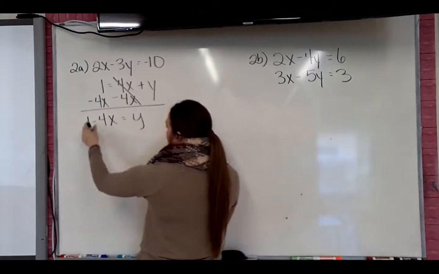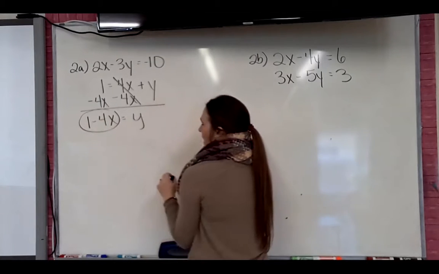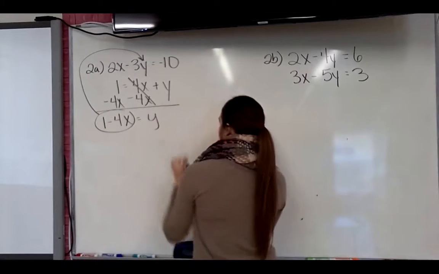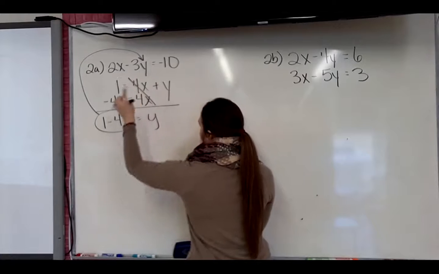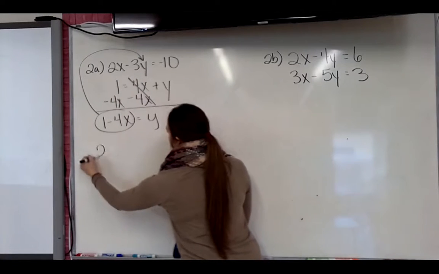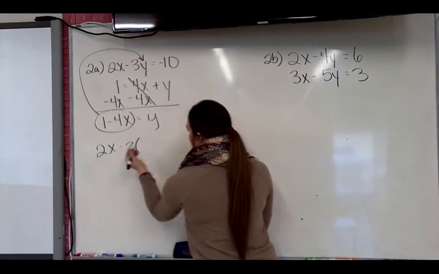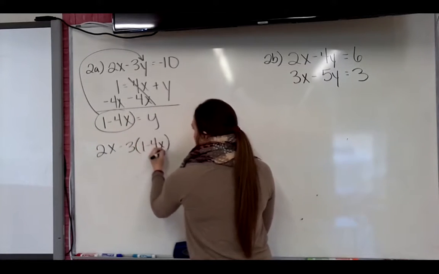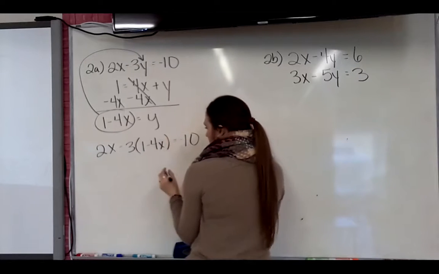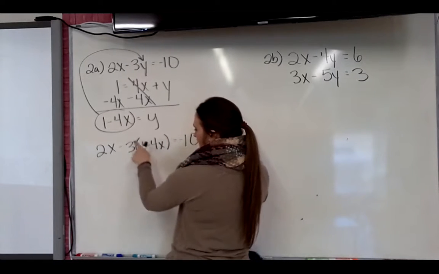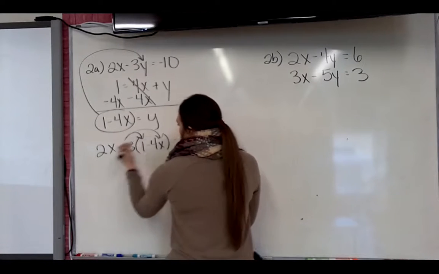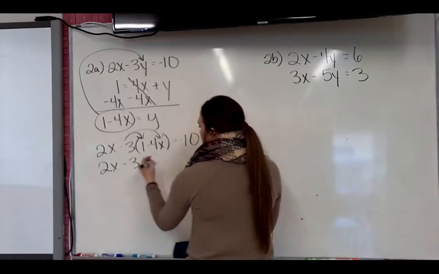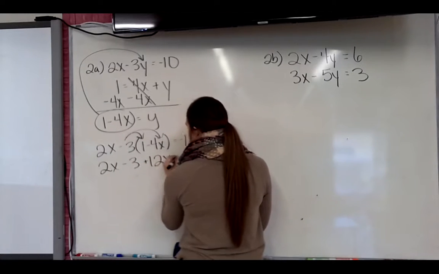So I'm going to take this, since it tells me that that's what y equals, and I'm going to plug it in for y on the other equation. I have it 3 times that. So whenever I rewrite that equation, I have 2x minus 3 instead of times y. It's now going to be times all of this. That's why it's helpful to put it in parentheses. Because now I've got to distribute that negative 3 in there. Negative 3 times 1 is negative 3. Negative 3 times negative 4x is positive 12x.